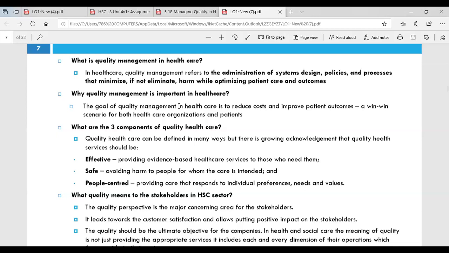The three main components of quality healthcare are, first, effectiveness: providing evidence-based healthcare services to those who need them, so equity comes in there. Then it should be a safe provision of healthcare, and this is to avoid harm to people, providing them the best of care again. And then everything you do should be people-centered. If you're treating patients, it should be patient-centered, so you're providing care that responds to individual preferences, needs, and values.